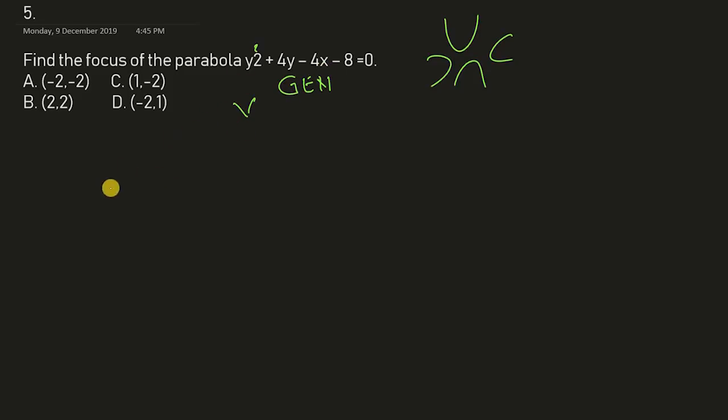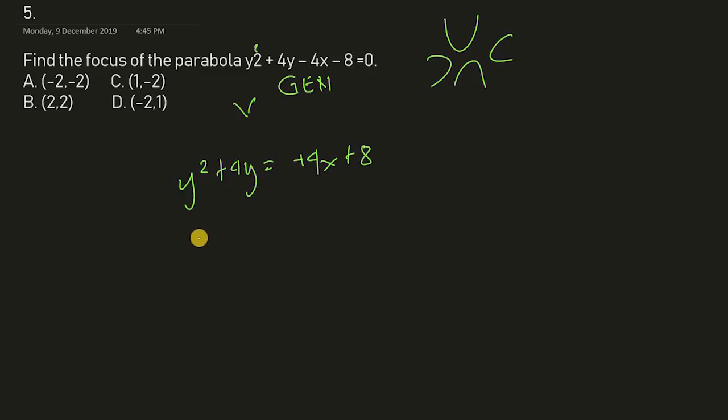So, para magawa yon, I will isolate yung may square sa isang side lang ng equation. So, I will maiwan yung y squared plus 4y dito. Yung 4x tsaka negative y dadalhin ko sa kabila. That would be positive 4x na plus 8.